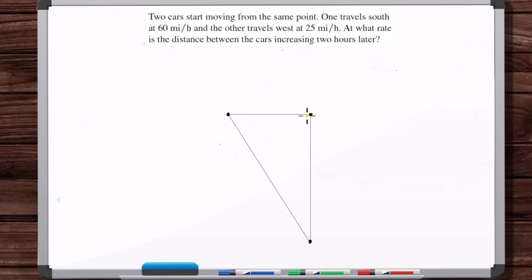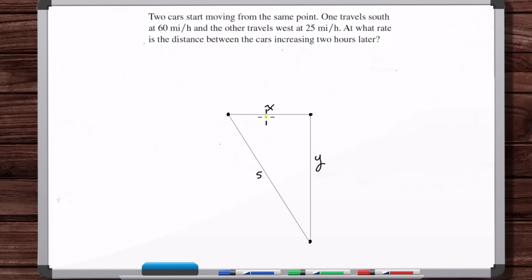Okay, and the question is, after 2 hours, so they start from this point, and exactly 2 hours later, what is the rate of change of, we'll call this S, the distance between the cars? What is ds dt after 2 hours, at time equal to 2 hours? Well, what we need to do is come up with a formula that relates the rate of change of position of this car and the rate of change of position of this car to the rate of change in the distance between the cars. So we'll call the position of this car X and the position of this car Y.